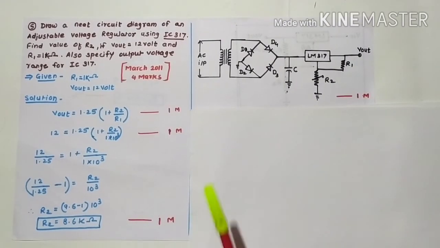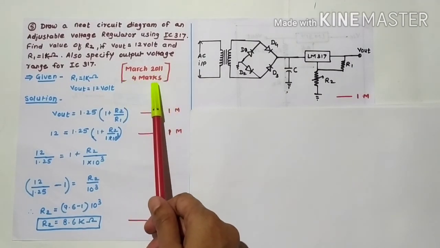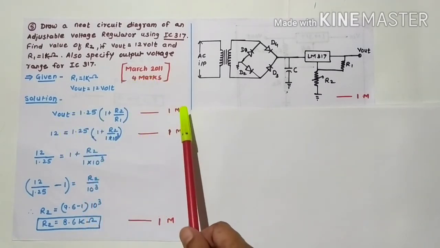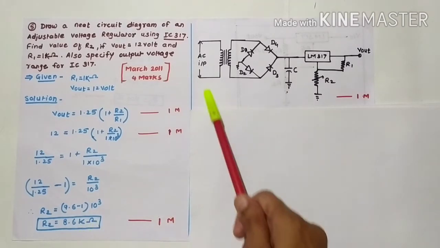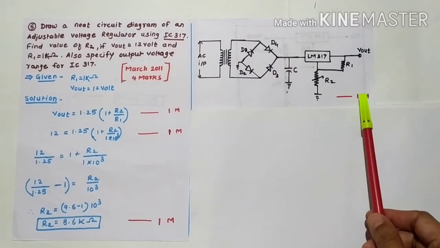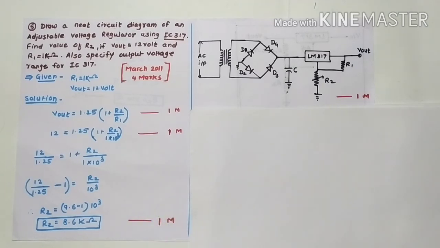So students, this problem was asked in the board exam March 2011 for 4 marks. Distribution of 4 marks will be like this. For the correct formula, 1 mark. For putting proper values, 1 mark. Then, for finding the value of R2 with proper unit, 1 mark, and 1 mark goes to the correct diagram. Okay. In this way, you have to find out the proper solution with proper steps to get full marks.